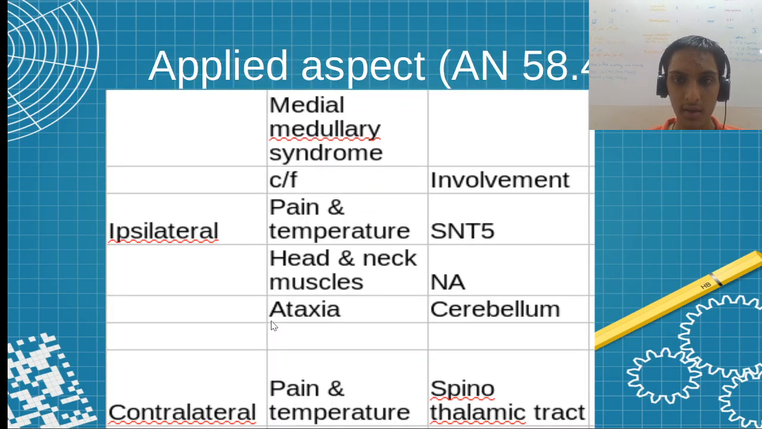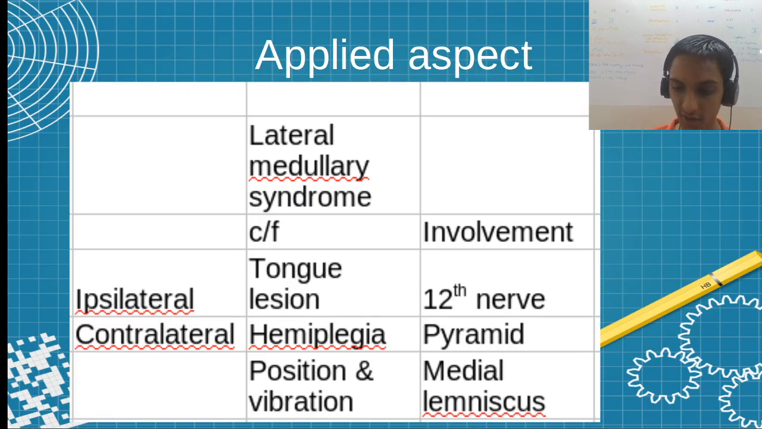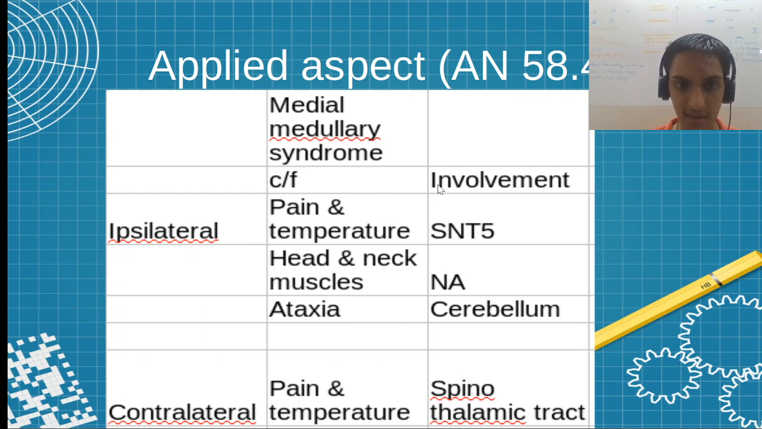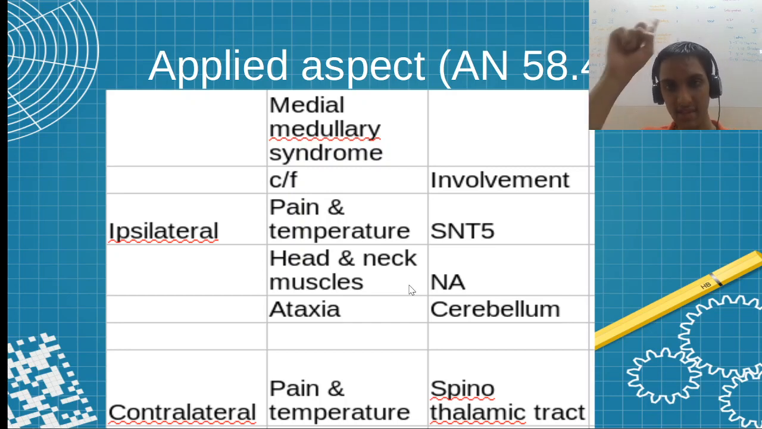Okay. Let's see the applied aspect. We have medial and lateral medullary syndrome. Let us see with medial medullary syndrome, ipsilateral, contralateral. So pain and temperature, it is there in both ipsilateral, contralateral. Please remember, ipsilateral, contralateral, pain and temperature is involved. But the difference is this. In ipsilateral, spinal nucleus tract of trigeminal, but here spinothalamic tract. This is important. Extra, we will be adding head and neck muscles due to nucleus ambiguus, ataxia, cerebellum. Please always remember forever, cerebellum lesion causes ataxia.